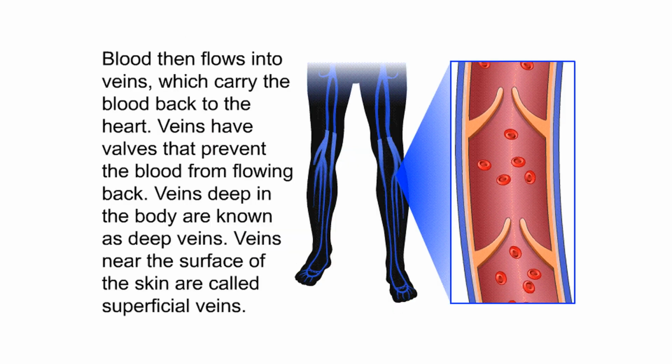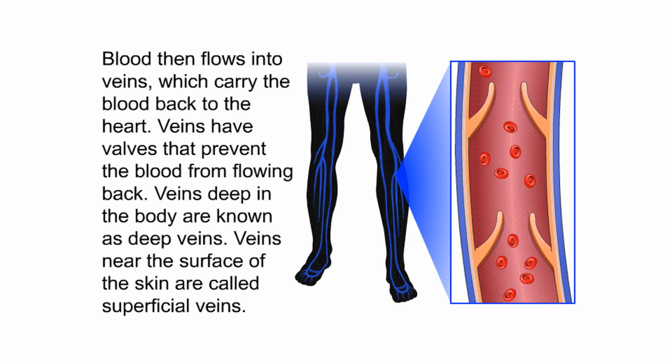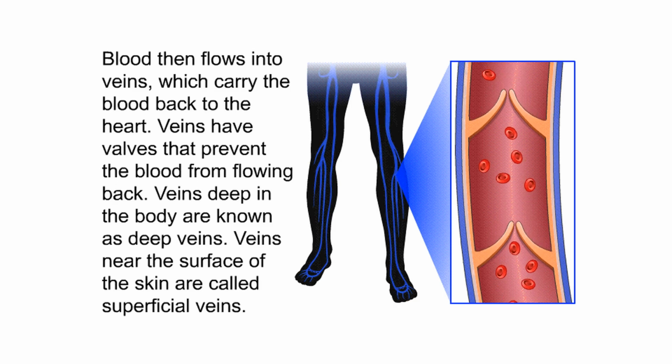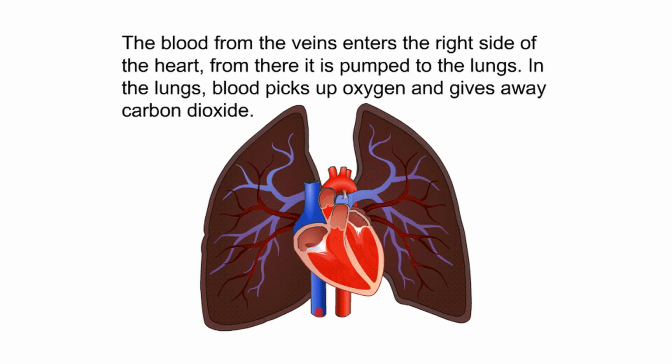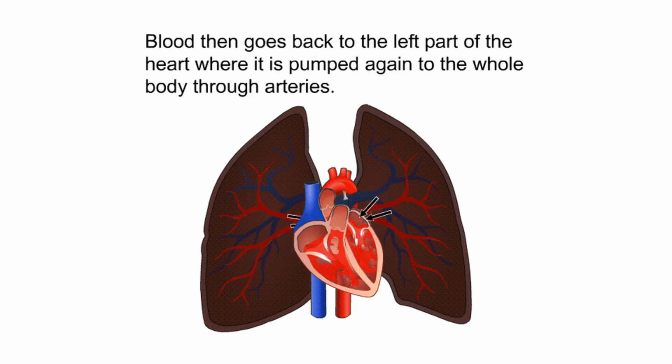Blood then flows into veins, which carry the blood back to the heart. Veins have valves that prevent the blood from flowing back. Veins deep in the body are known as deep veins. Veins near the surface of the skin are called superficial veins. The blood from the veins enters the right side of the heart. From there it is pumped to the lungs. In the lungs, blood picks up oxygen and gives away carbon dioxide. Blood then goes back to the left part of the heart, where it is pumped again to the whole body through arteries.